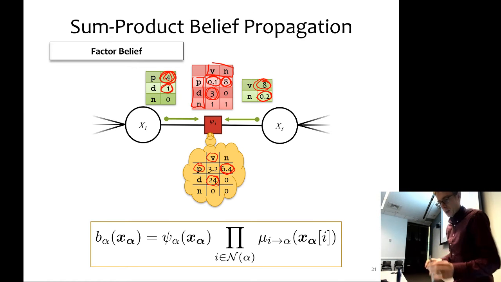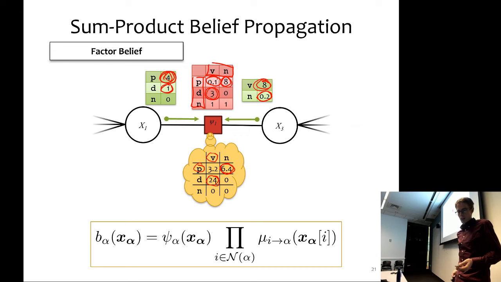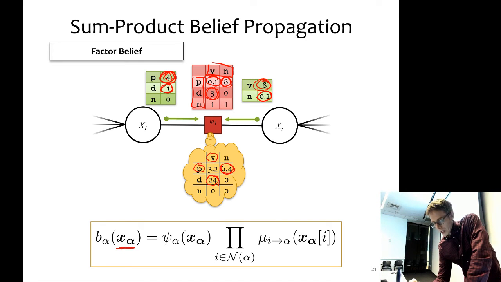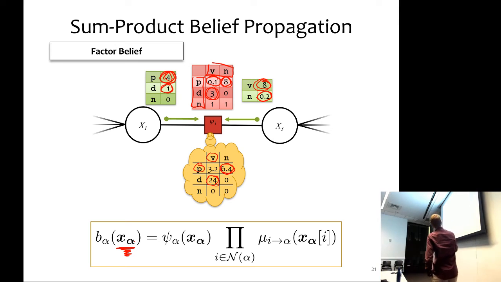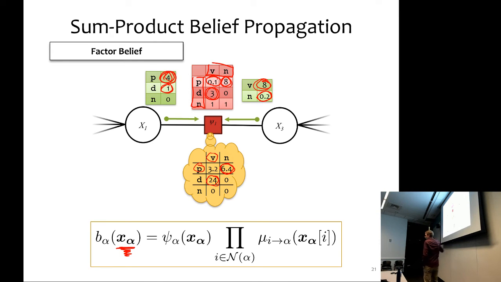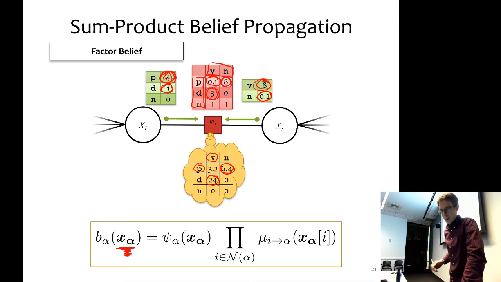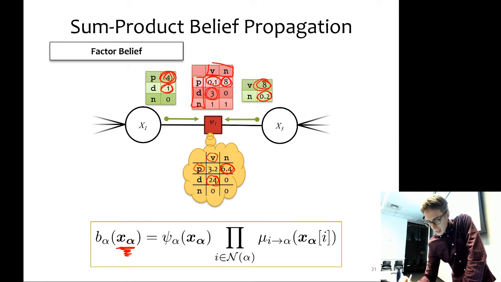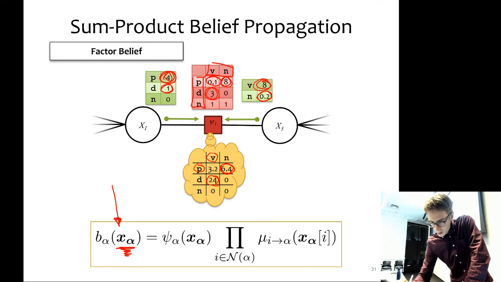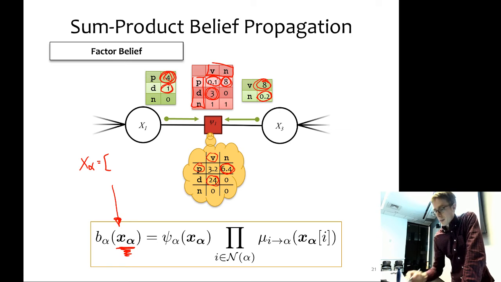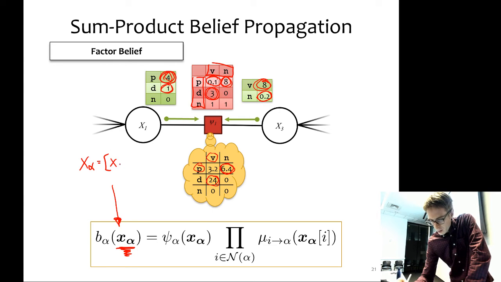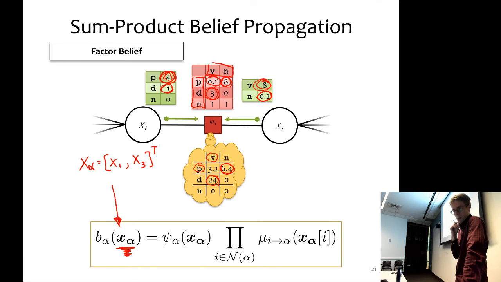So, okay, mathematically, what does this look like? Well, we have some definition of a belief here, where now a belief ranges over these little vectors x alpha. Okay, so the key idea here that we're going to use is that x alpha is going to denote the collection of variables that are participating in this factor alpha. So here that would be x1 and x3.